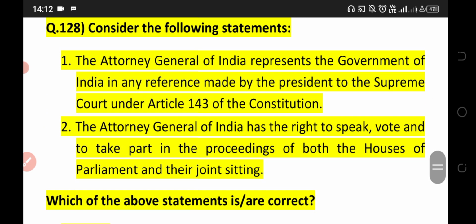Consider the following statements. A: Attorney General of India represents the Government of India in any reference made by the President to the Supreme Court under Article 143 of the Constitution. B: Attorney General of India has the right to speak, vote, and take part in the proceedings of both the Houses of Parliament and joint sitting. Both are incorrect.